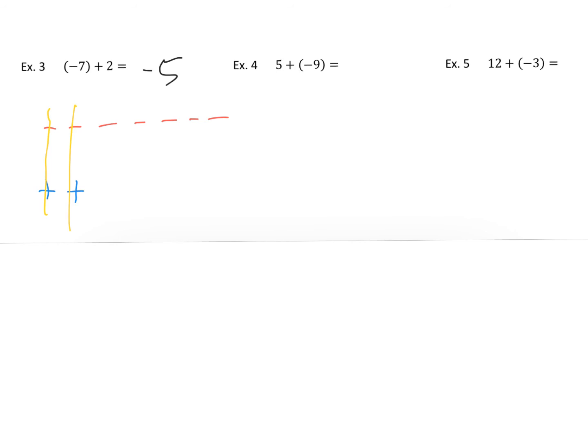Another way to think of it is to subtract them because they're opposite signs. So again, I would just think of it as the bigger number minus the smaller number. So I would do 7 minus 2 equals 5. And I'd be like, all right, should it be a +5 or a -5? Which one was larger? The negative was larger, so it should be a -5.